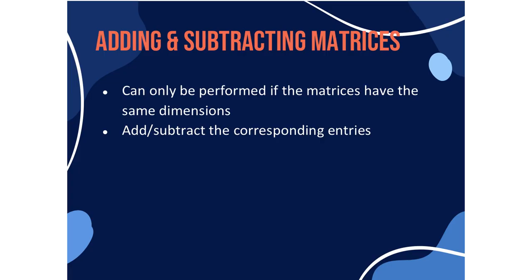Adding and subtracting matrices can only be performed if the matrices have the same dimensions. Like we said before, we should know how to name our dimensions by rows and columns, and they have to have the same dimensions in order to solve it. You add and subtract the corresponding entries, and I'm going to explain what that means. If we have 2 matrices with different dimensions, my answer would be not possible. Just write that down because that's super important to know.